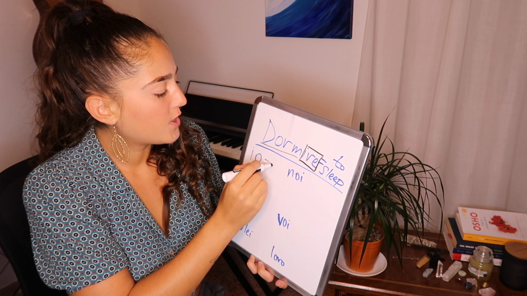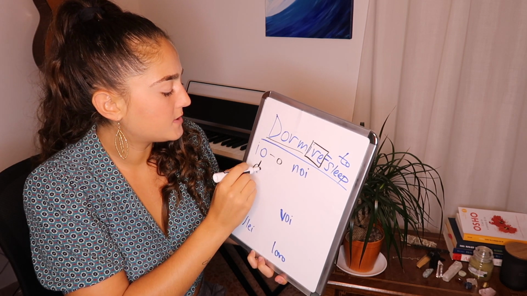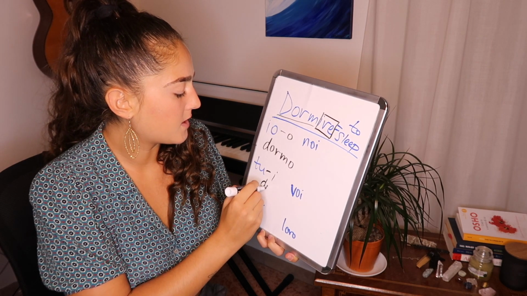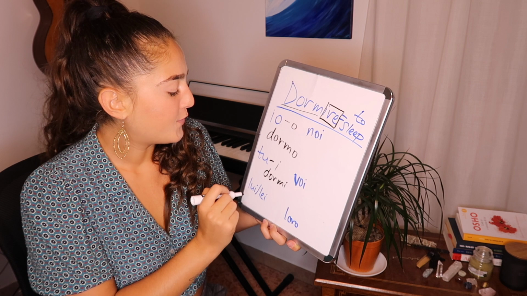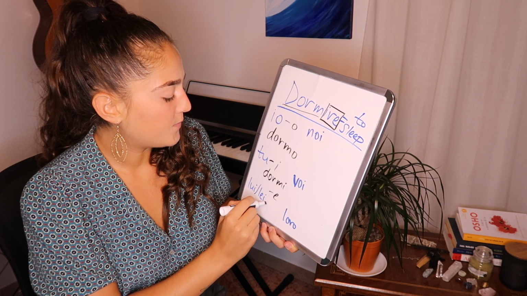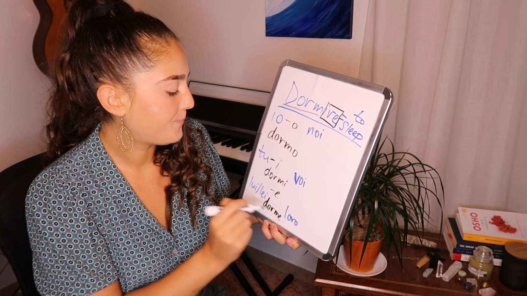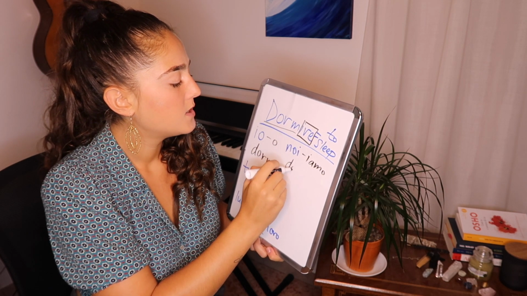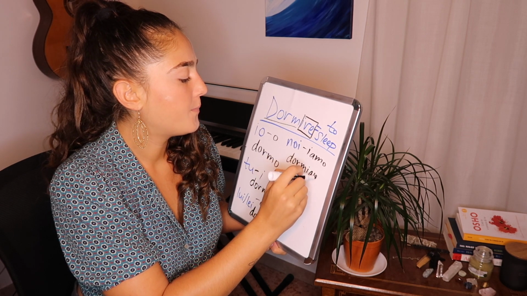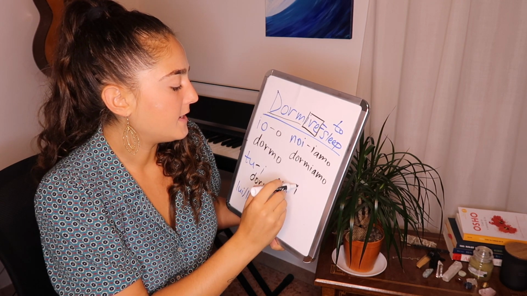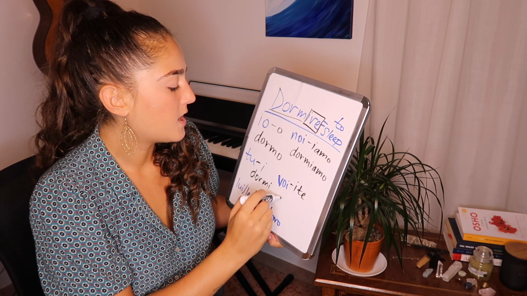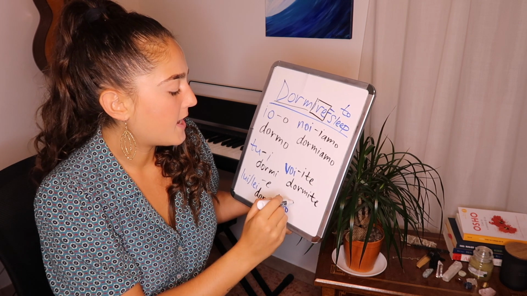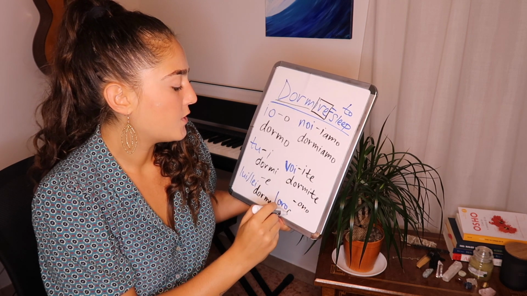So for io, we add an O, so it's dormo. For tu, we add an I, so it becomes dormi. For lui or lei, we add an E, so it becomes dorme. For noi, we add an iamo, so it becomes dormiamo. Then for voi, we add an ite, so it becomes dormite. And for loro, we add an ono, so it becomes dormono.